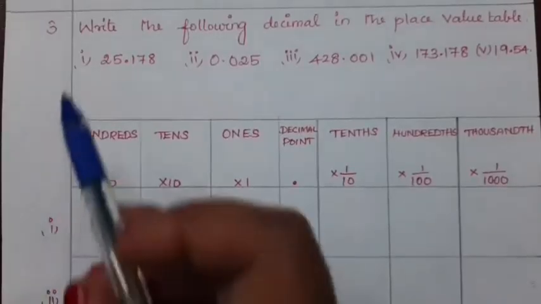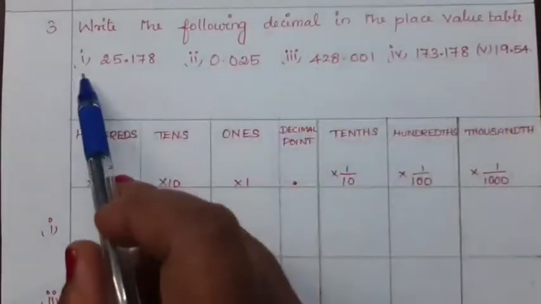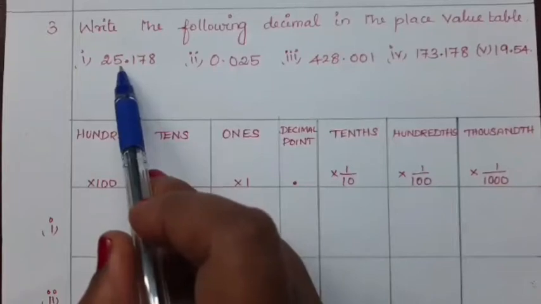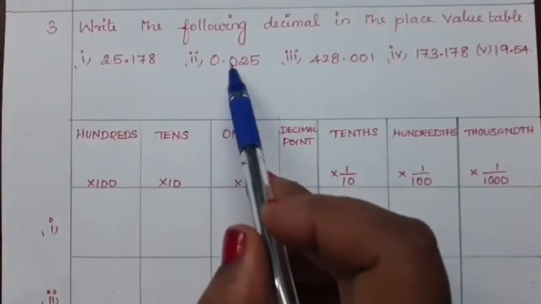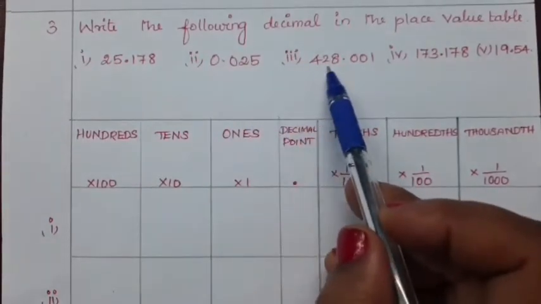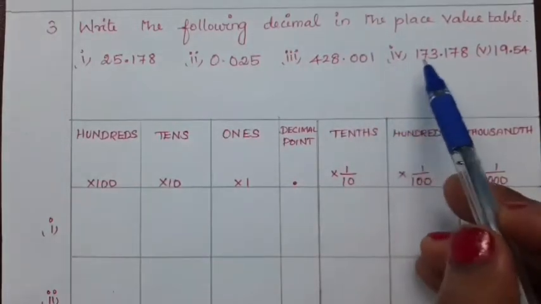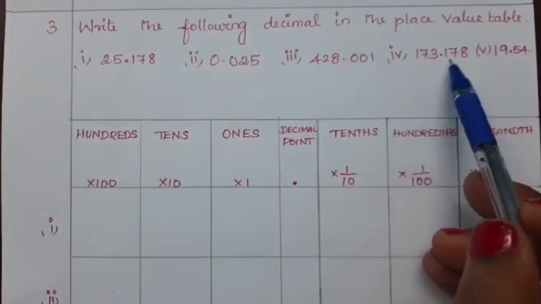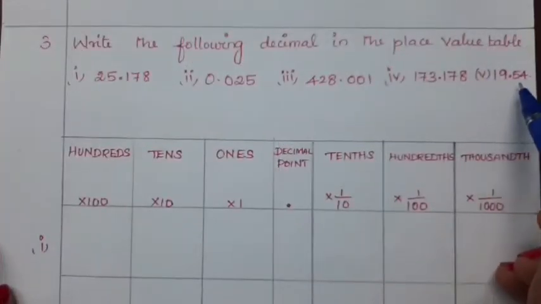Question number 3. Write the following decimal in the place value table. Subdivision 1, 25.178. Subdivision 2, 0.025. Subdivision 3, 428.001. Subdivision 4, 173.178. Subdivision 5, 19.54.